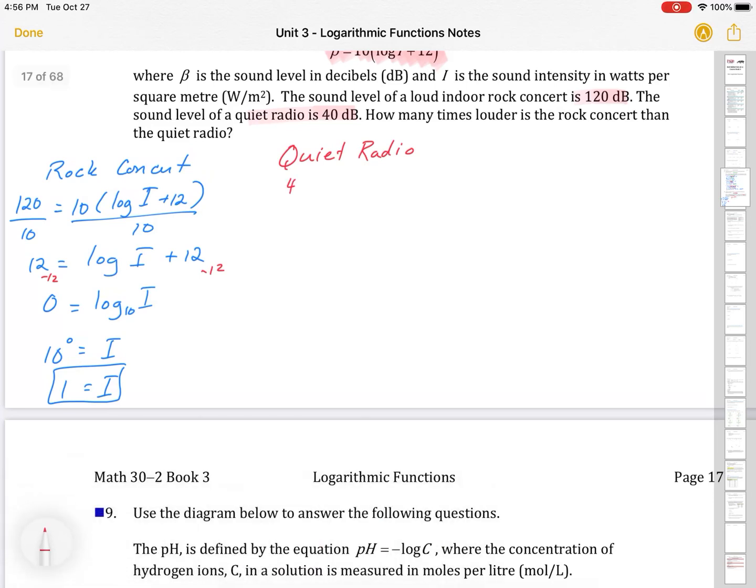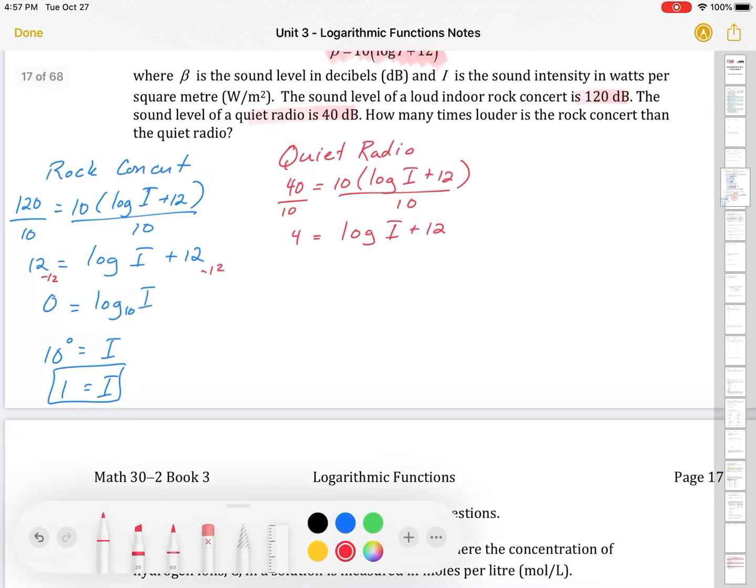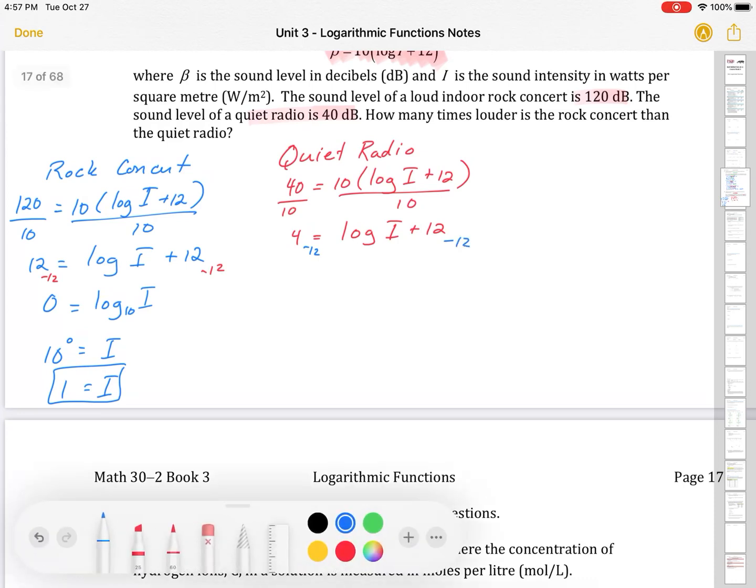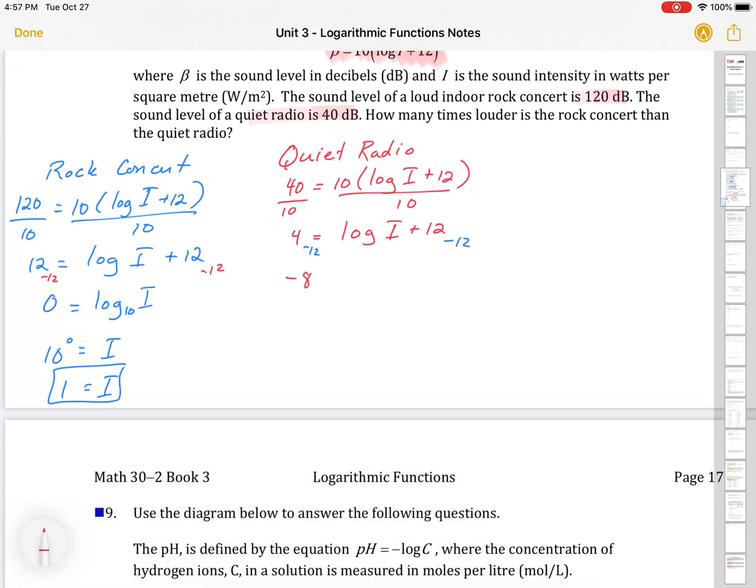And for quiet radio, it's 4 decibels is equal to 10 log I plus 12. So we'll divide 10 out of both sides. We'll get 4 here, and we'll get log I plus 12. Now I'm going to subtract 12 from both sides. And I will get negative 8 equals log of I. Remember, it's base 10. So this means 10 to the negative 8 equals I.